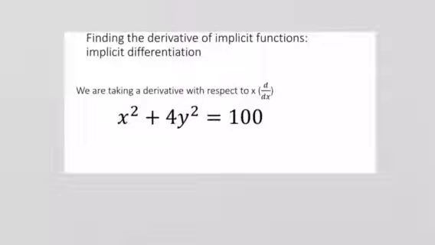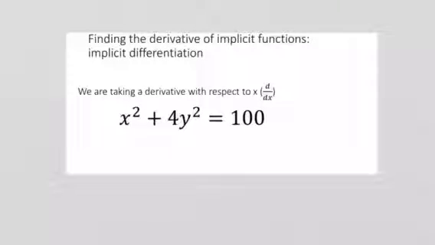So we're trying to take a derivative of this whole function with respect to x, which is our independent variable. So we are going to do d dx of this whole function, which is equivalent of just taking the derivative of x squared with respect to x, the derivative of 4y squared with respect to x, and the derivative of 100 with respect to x.